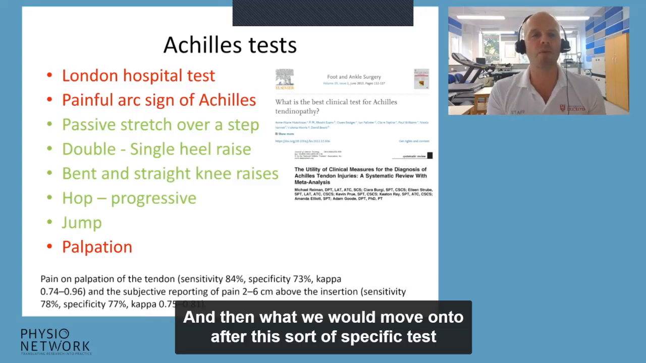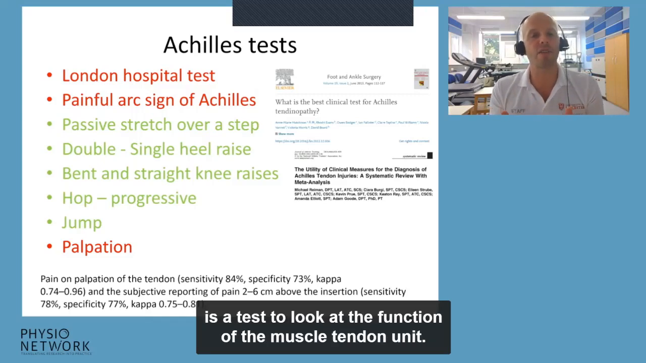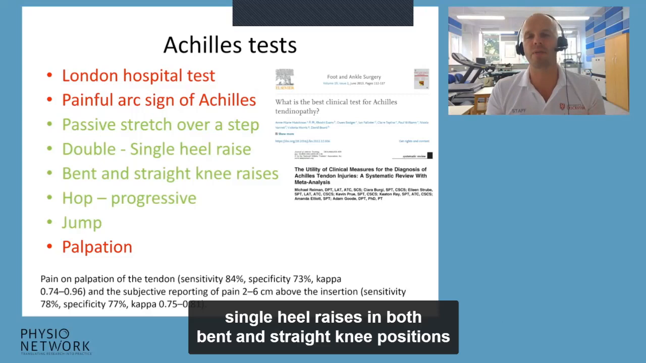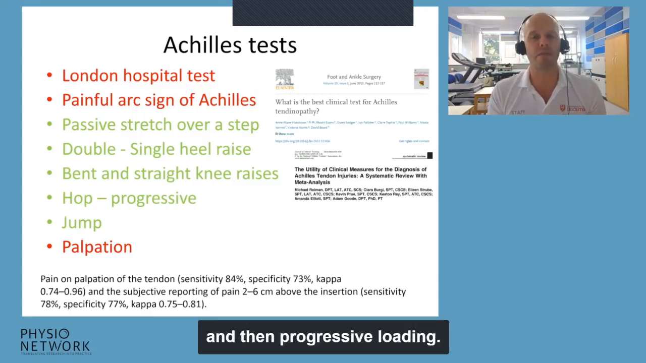And then what we would move on to after these specific tests is tests to look at the function of the muscle tendon unit. So we may stretch over a step, do double leg heel raises, single heel raises in both bent and straight knee positions, and then progressive loading.